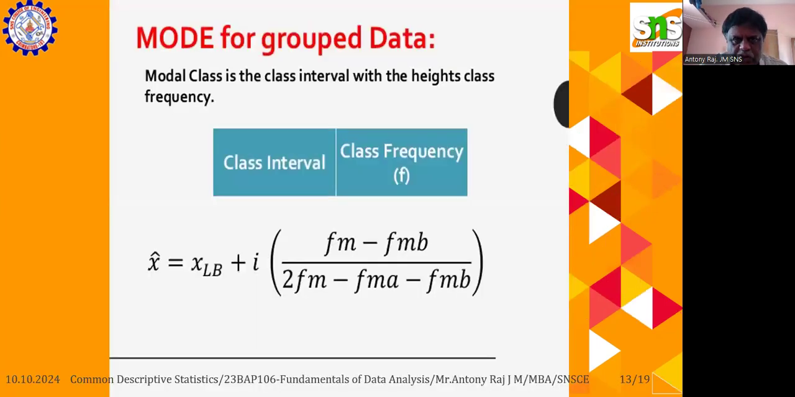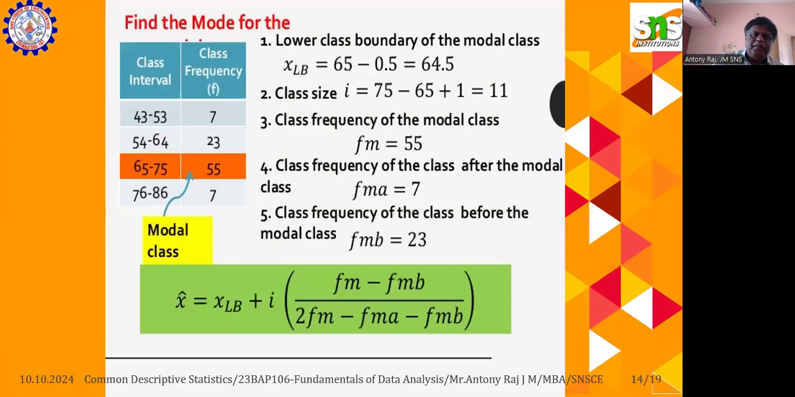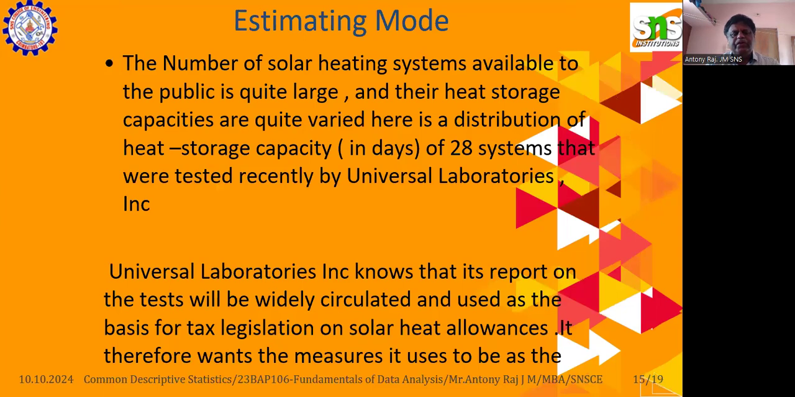Now let us quickly get into the mode for grouped data. This is the formula: Mode = XLB + I × (FM − FMB) / (2FM − FMA − FMB). XLB is the lower boundary of the modal class, and the class with the highest frequency is called the modal class. That is how we define the modal class. The class size I is the upper boundary minus the lower boundary plus 1. FM is the frequency of the modal class, FMA the frequency of the class after the modal class, and FMB the frequency of the class before it. With this, we can substitute and calculate the value. This is how we calculate it.